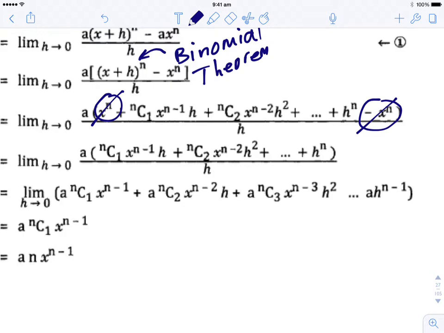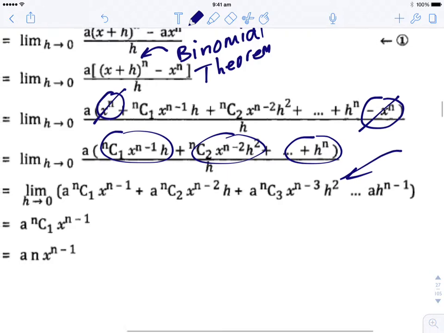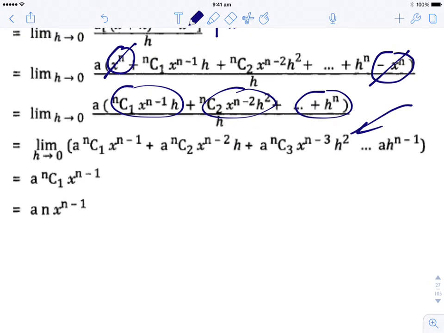Now you can see that h is common to all the terms on the top, and we've got an h down the bottom there as well. So if we divide every term by h, we end up with this thing right here. The first term, the h disappears. The next one, instead of having h squared, we've just got h. Next one, instead of having h cubed, we've got h squared. And the last one, instead of having h to the n, we've got h to the n minus 1.